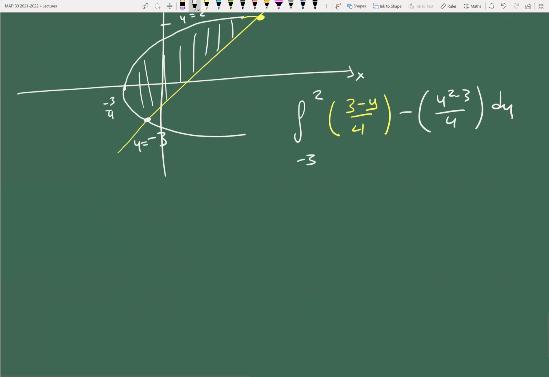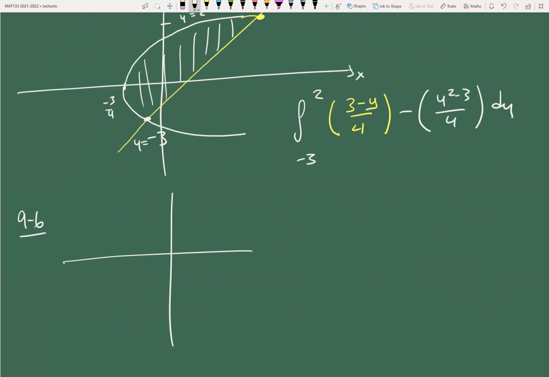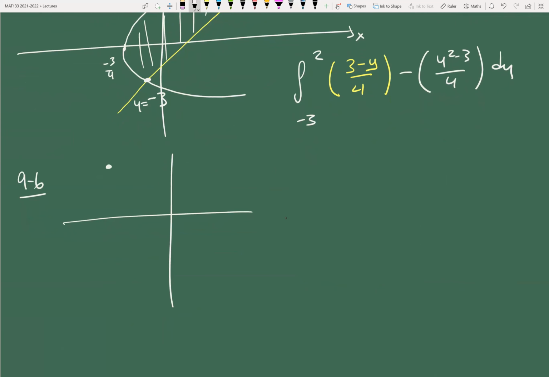So let me do that one. So you've got a box whose vertices are -1, 1. So we've got -1, 1. We've got -1, 0. We've got 1, 0. And we've got 1, 1. All right, so we've got this box here.